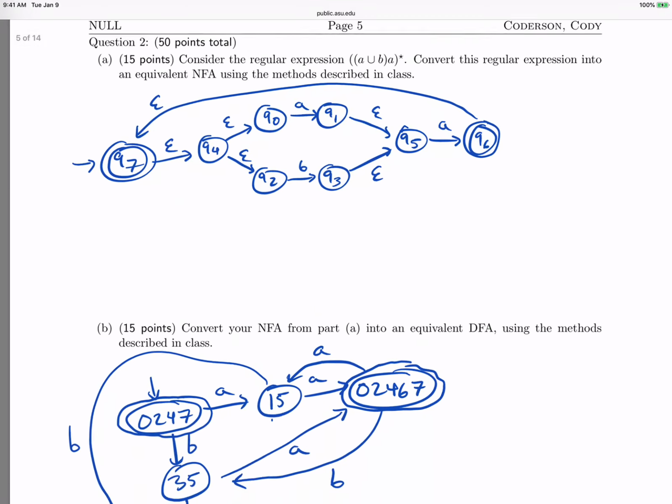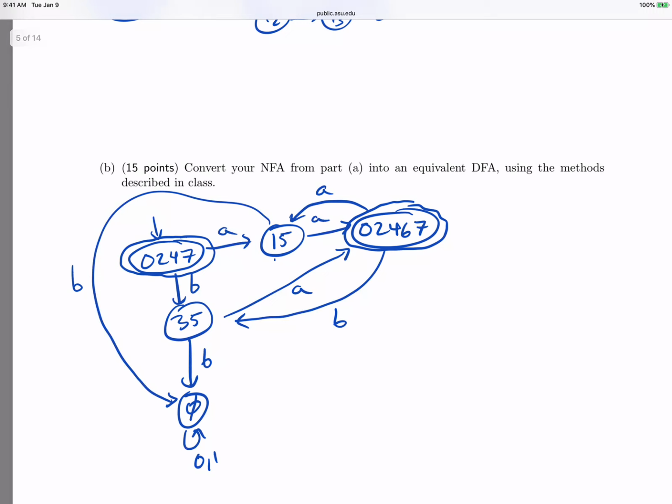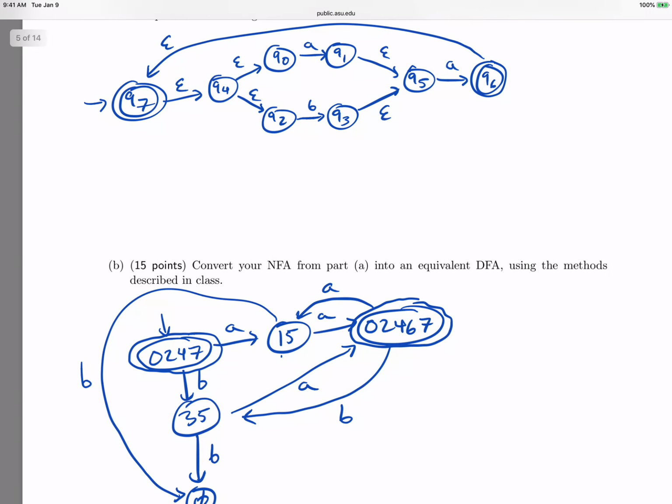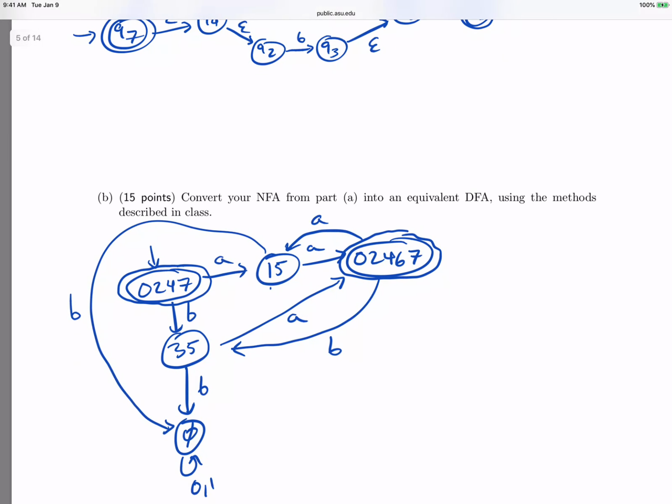Okay, let's go to B. So B is just converting from a NFA to a DFA. Some people minimize the DFA. You could technically do that, but that's not the method described in class. If you minimize the DFA and think you should have gotten points, you can make a case for that. Because the problem is that it's not the method described in class, but if you can make a case for it, then I'll consider it.